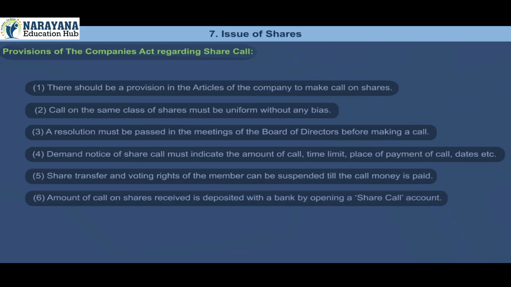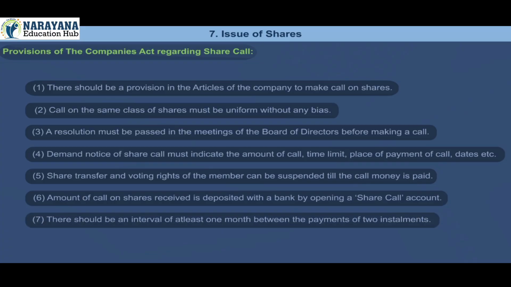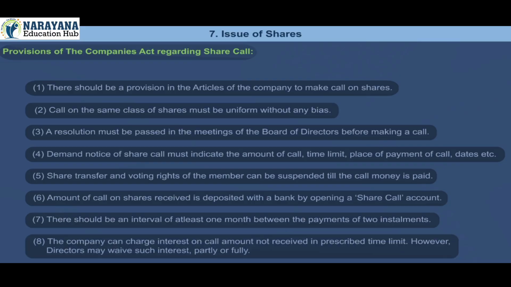6. Amount of call on shares received is deposited with a bank by opening a share call account. 7. There should be an interval of at least 1 month between the payments of 2 installments. 8. The company can charge interest on call amount not received in prescribed time limit. However, directors may waive such interest partly or fully.